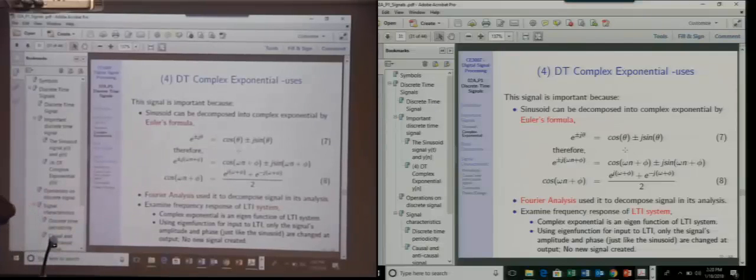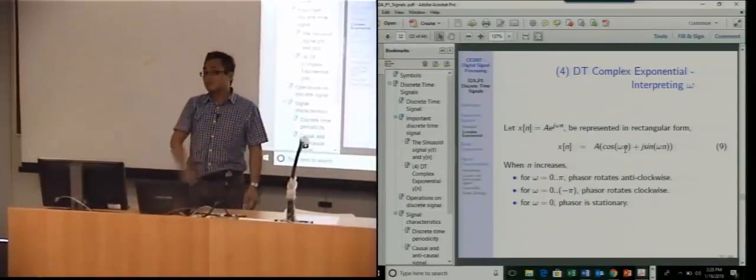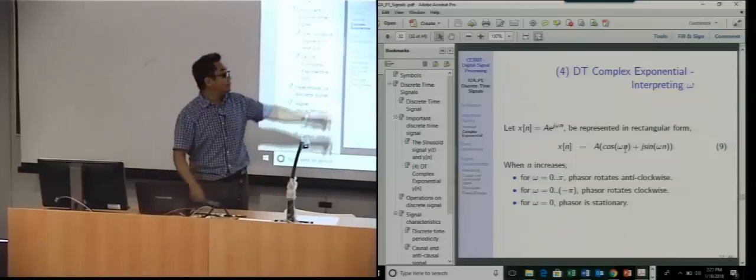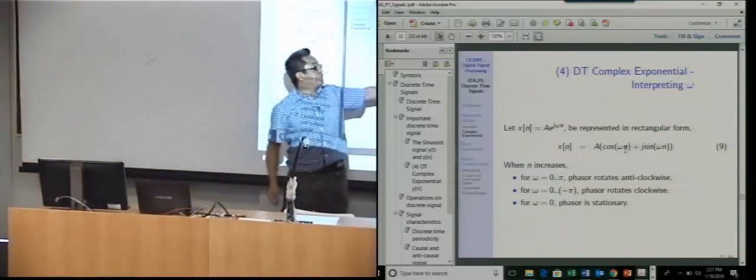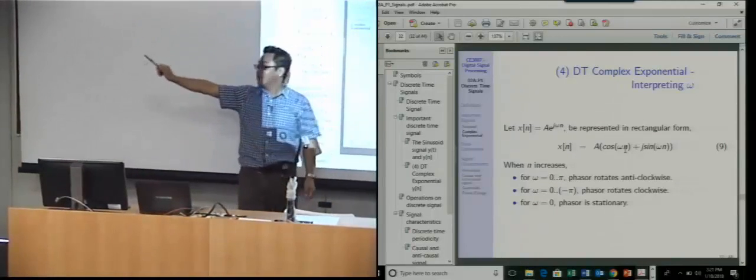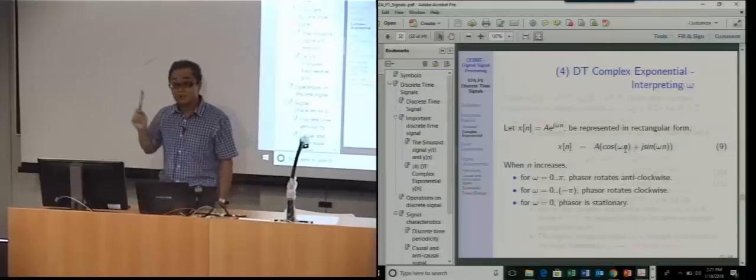And that's why we are very interested in this signal, because it is an eigenfunction. It can make up cosine and sine, and then it can be used to form any signal that you want. Now, I've already shown you that the phasor is rotating anti-clockwise. I haven't shown you rotating clockwise yet, so you go and figure out. When omega is between 0 and pi, it will rotate this way. If it is from 0 to minus pi, it will rotate this way. For one omega it rotates clockwise, for another omega it rotates anti-clockwise.